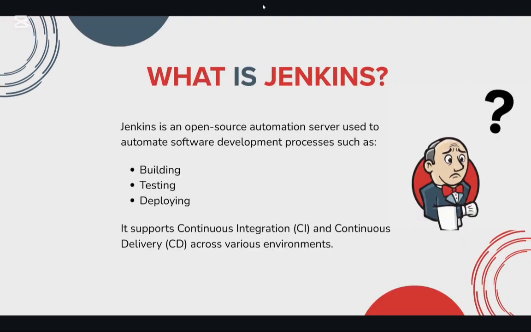At first, I will talk about what is Jenkins. Jenkins is an open source automation server that plays a central role in modern software development. It is used to automate essential development processes such as building, testing, and deploying applications. Jenkins supports both continuous integration, where code changes are integrated and tested frequently, and continuous delivery, where deployments become automated and consistent across environments. Overall, it helps teams deliver software faster and with higher reliability.